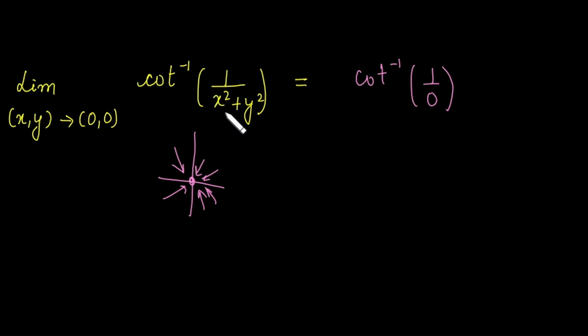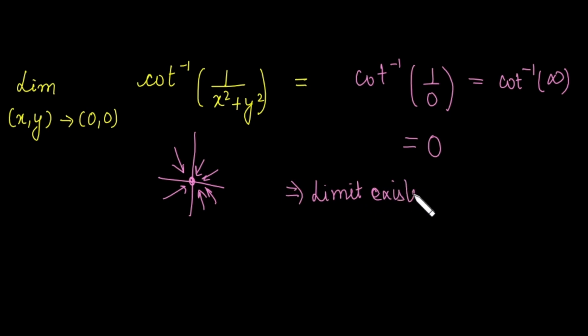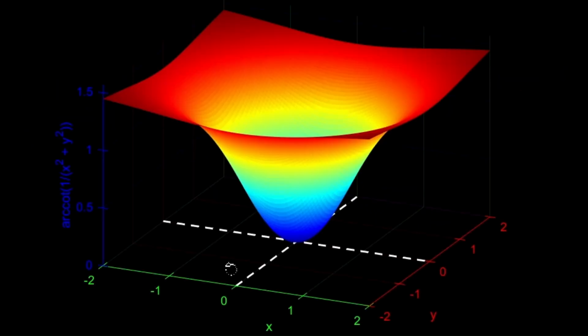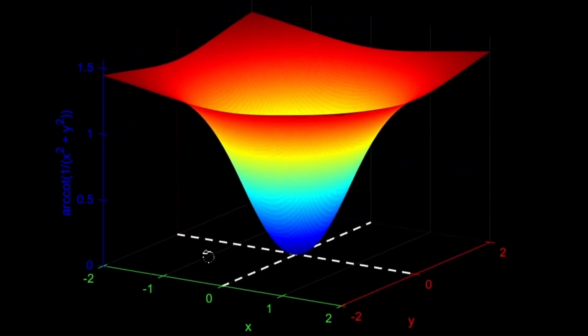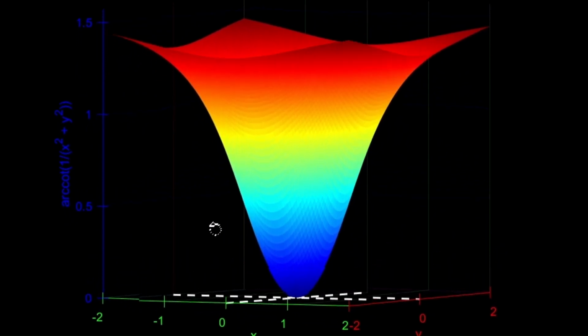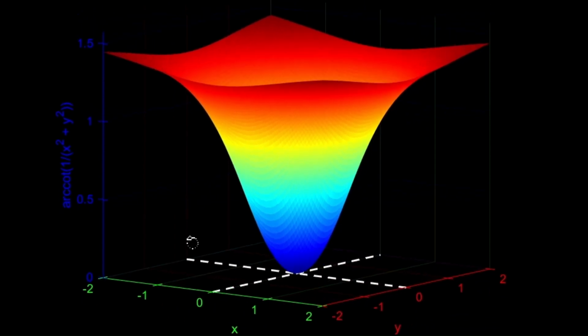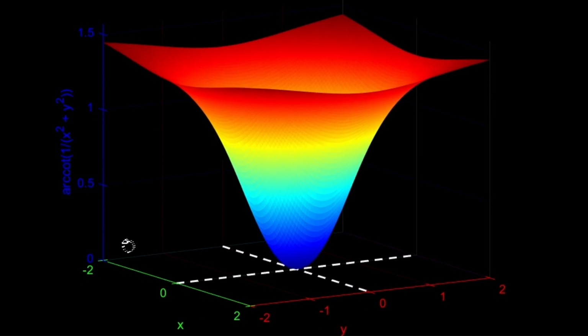This term is always positive because we are taking the square of these individual terms. In that case, we will always get a positive 0, and this is equal to cot inverse infinity, and cot inverse infinity is 0, meaning as this internal term is tending towards infinity, the cot inverse function is approaching 0. For this case, we can say that limit exists and the value of limit is 0. Here we have considered the function graph. As you can observe, x tends to 0 and y tends to 0, and this function is getting 0 from all the directions. So if you choose any path, any direction, at x is equal to 0, that function is approaching 0.